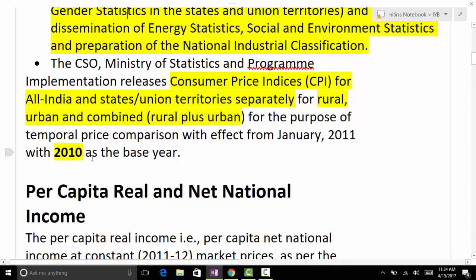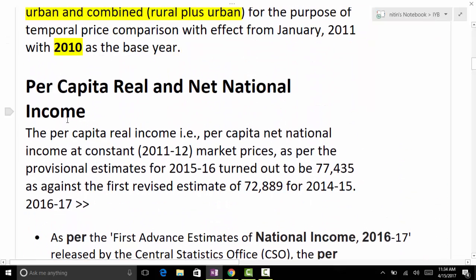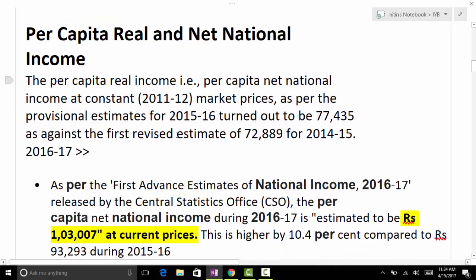The base year has been changed to 2010. Per capita net national income is not so important. It may not be asked in PT, but it helps you to bring the comparison and show our improvement when you discuss it in mains or maybe in the interview.